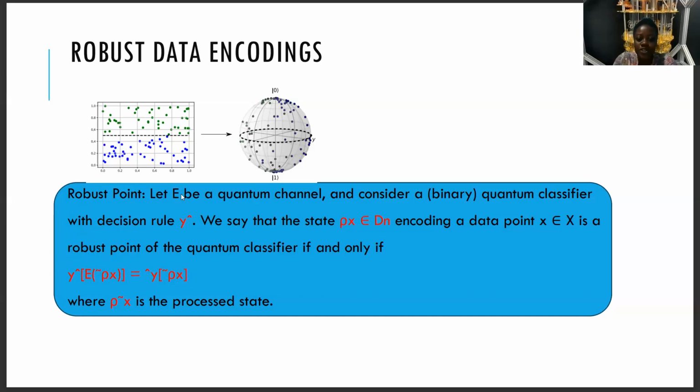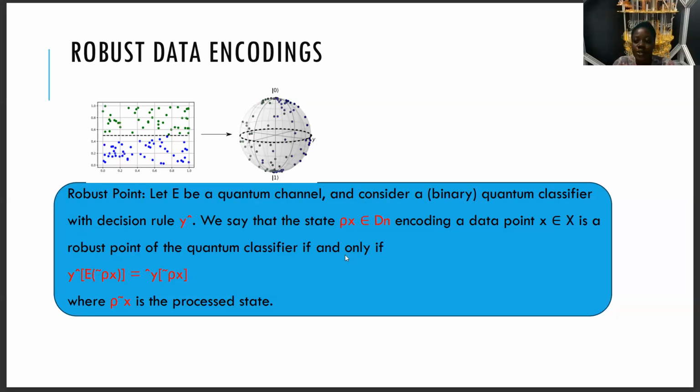We said that let E be a quantum channel and consider a binary quantum classifier with decision rule Y cap. We say that the state rho X belonging to the domain, encoding the data point X belonging to X, is a robust point of the quantum classifier if and only if the predicted Y with E of rho X is the same as the original. What this is trying to say is that when you have your data in the raw state and then it's transformed into the quantum state, as you see in the orbit, it should be the same. There shouldn't be any change, because when you are encoding data, we have different types of encoding.